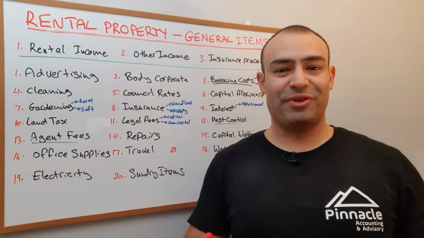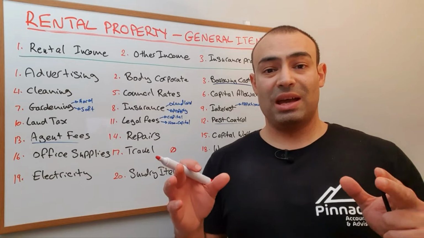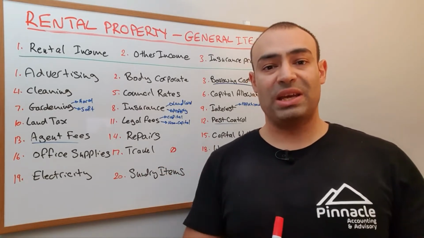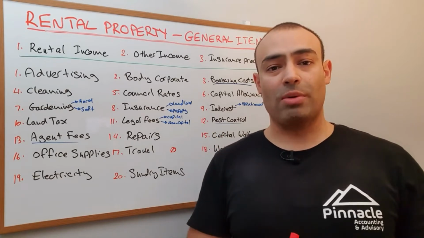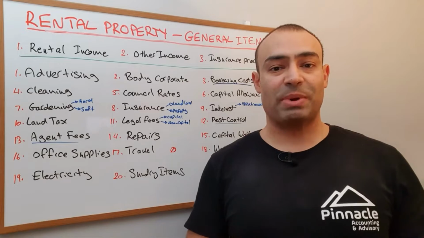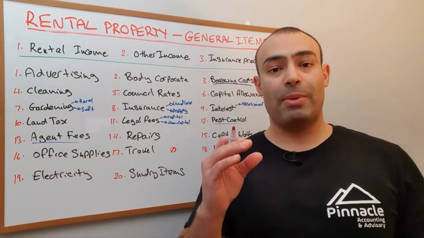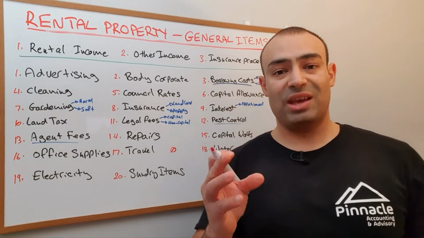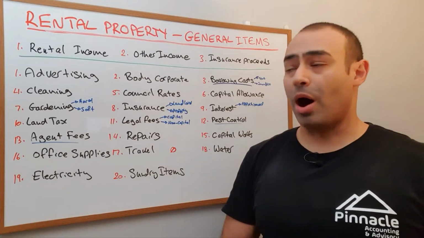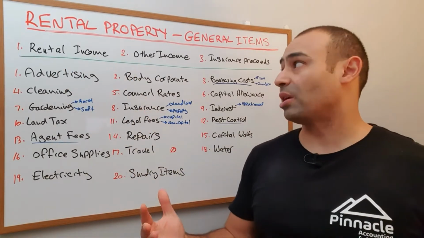Hello everyone, in this video we're going to be talking about rental property income and expenses, the general items. We will be covering 3 items of income and 20 items of expenses. We'll try to go through these as quickly as possible and put in a few details in the areas that require it. So the first income item is really the rent that's been received from the tenant.